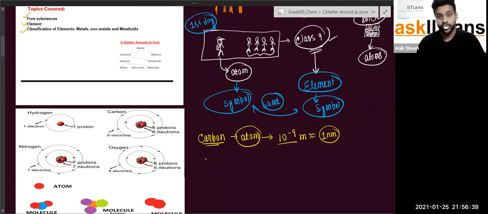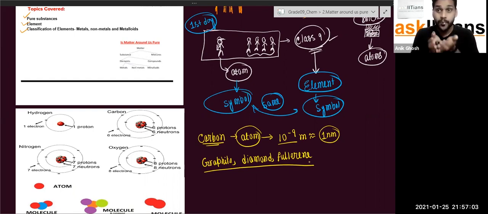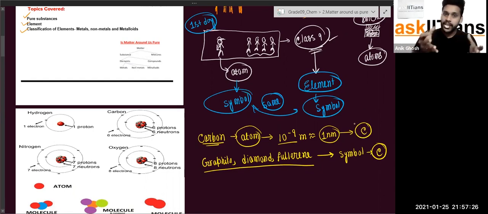So do you know what is graphite? Do you know what is diamond? Or have you ever heard about fullerene? All of them are nothing but carbons only. So they are just like this. So all the carbons are together to make an element. The main thing is all of them have the symbol of C only. And the carbon atom is also C. So these things are made up of carbons only.